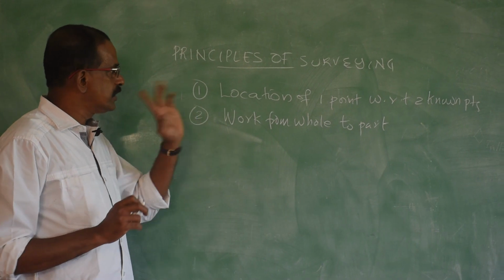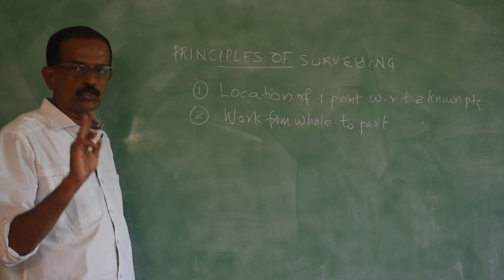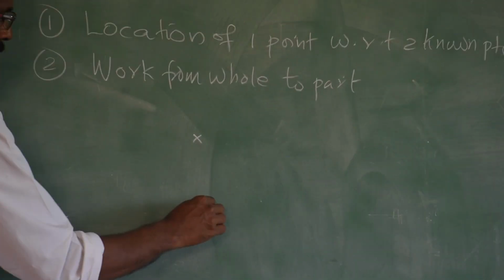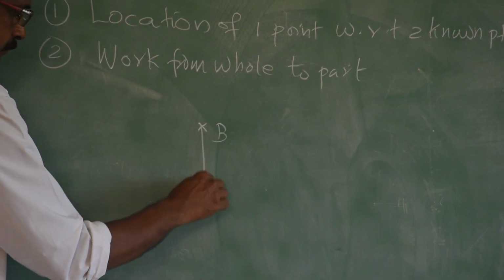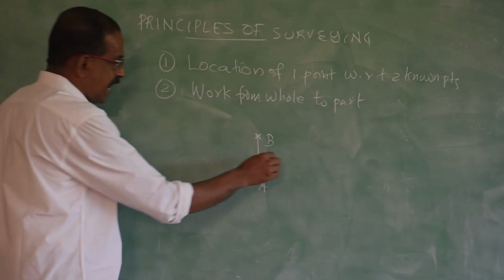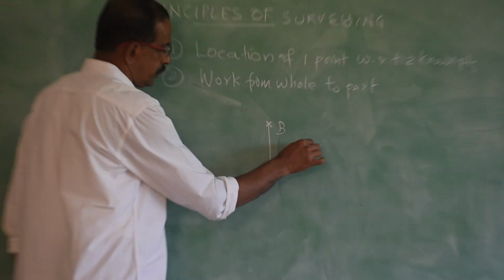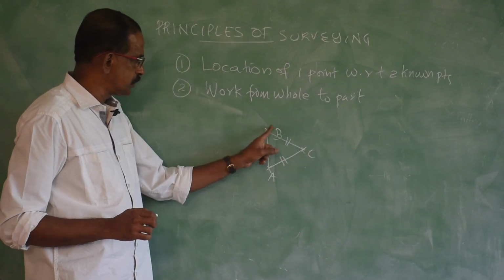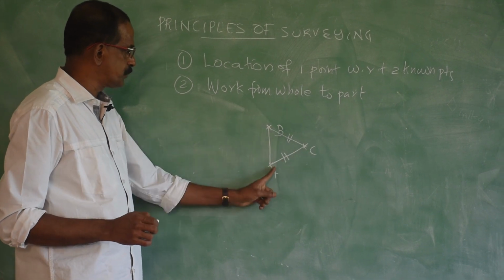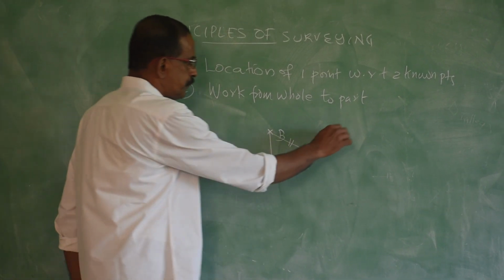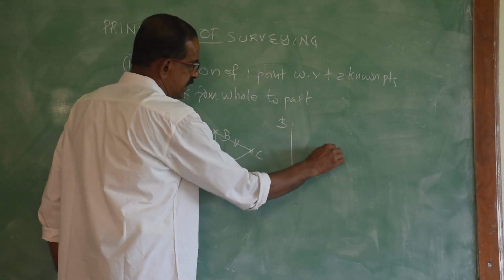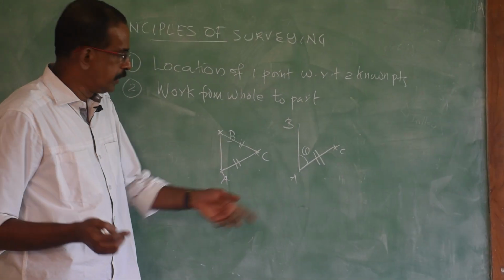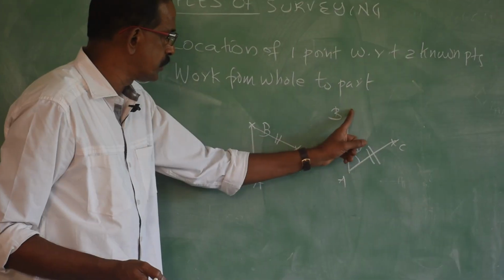Now, we will see the first one. What is meant by locating one point with respect to two known points? Suppose you have A and B like this, the third point C can be located if you know distance AC and distance BC, right. That means locating C with respect to A and B, that is the first principle. Or if you have 2 points A and B, the third point C can be located if you know this angle BAC and the distance AC, then also it is possible.